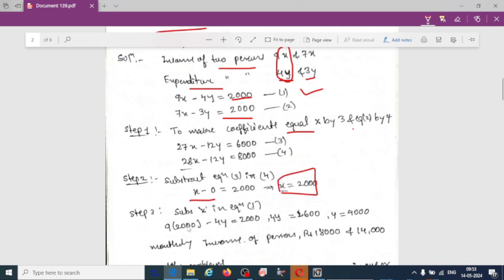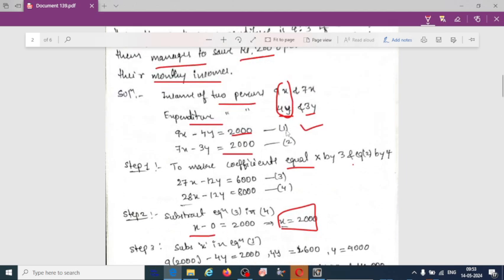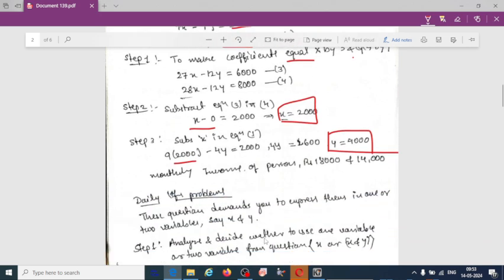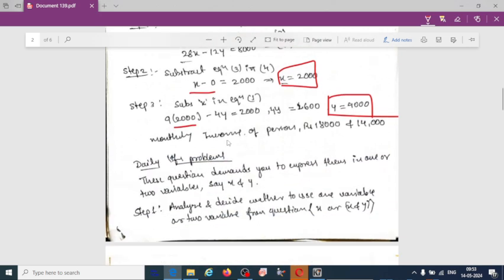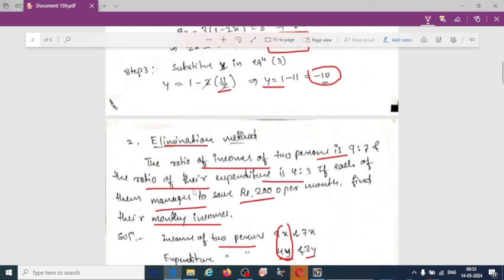We got x by eliminating one of the variables, and once you get it, you just substitute in any one of the equations to get the value of y. Let us take equation 1. Substitute 2000: 9 into 2000 minus 4y equal to 2000. So y is equal to what? 4000. The monthly income of the persons is how much? 18,000 and 14,000 per person. Like that, you can use the elimination method or the substitution method.